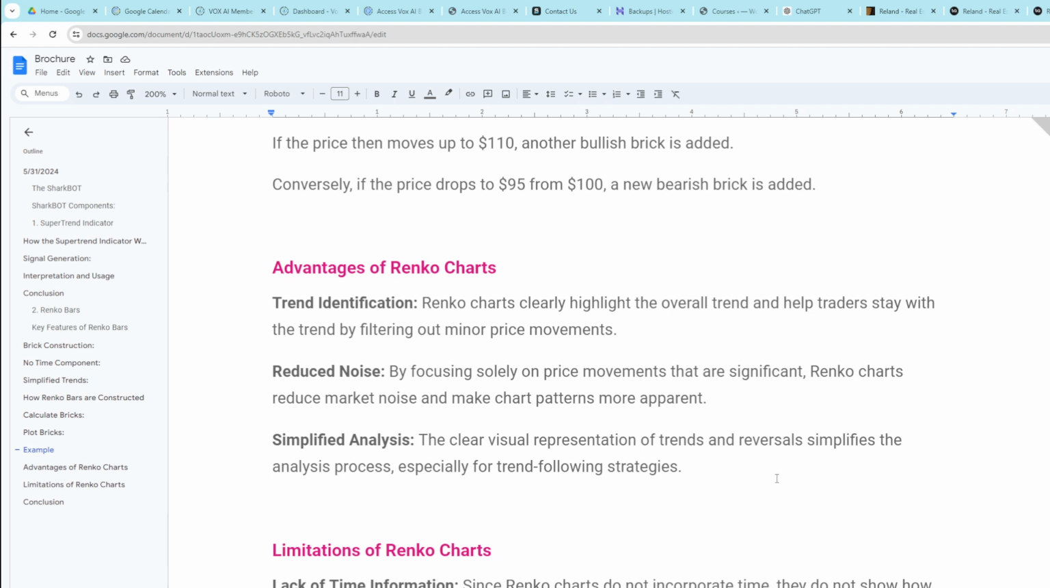By focusing solely on price movements that are significant, Renko charts reduce the market noise and make chart patterns more apparent. Simplify analysis. The clear visual representation of trends and reversals simplifies the analysis process, especially for trend following strategies.